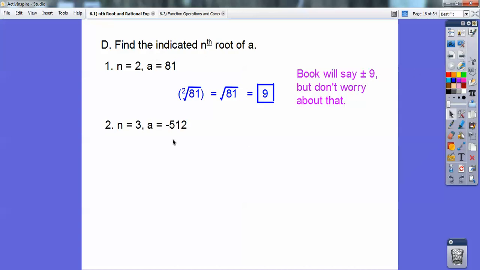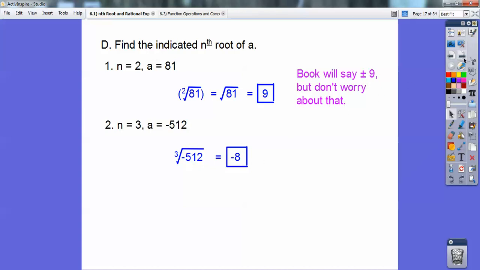Okay, so here I have the cube root of negative 512. Okay, so I happen to know that 8 to the 3rd is 512, so negative 8 to the 3rd is negative 8 times negative 8 times negative 8. That's negative 512. The cube root of that is negative 8.